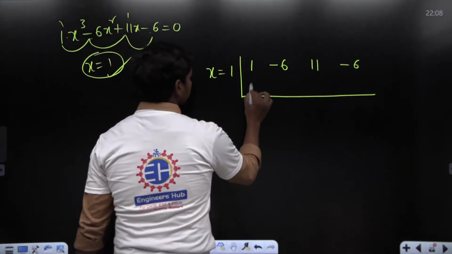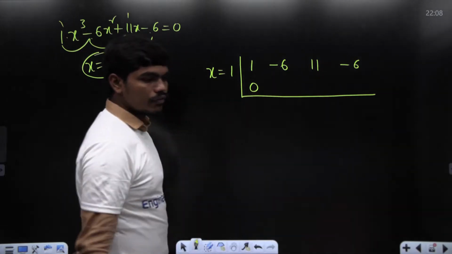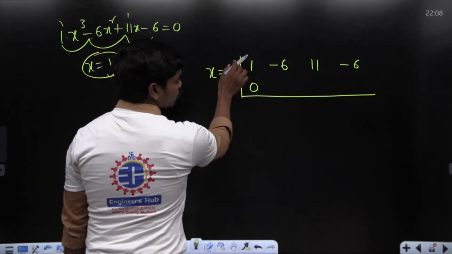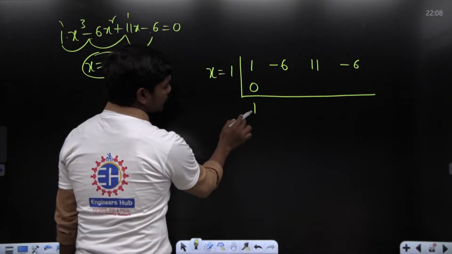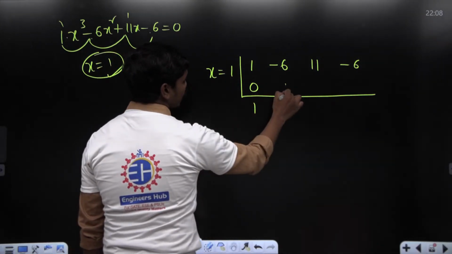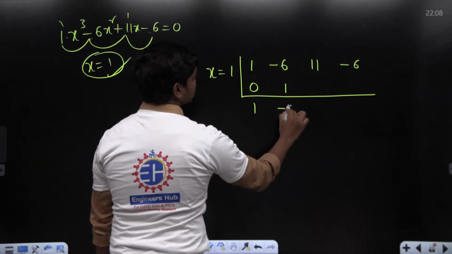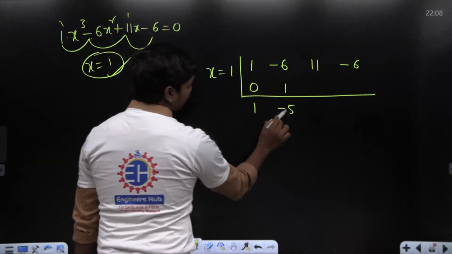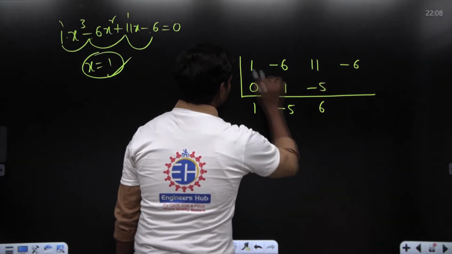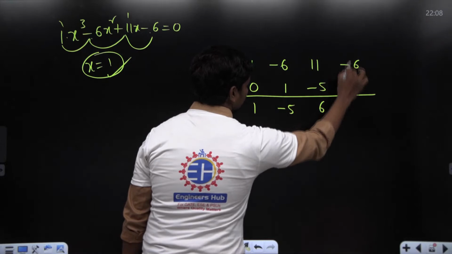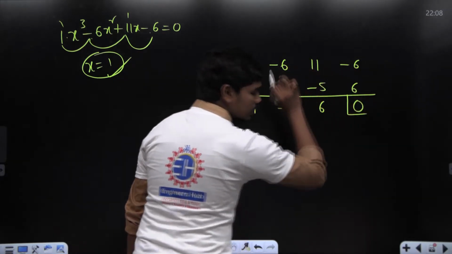Now take 0 here initially. Okay. Now the sum of these two, 1 plus 0, is 1. Now multiply this 1 into 1. 1 into 1 is again 1. So again the sum of these two is minus 5. So 1 into minus 5 is minus 5. So 11 minus 5 is 6. 1 into 6 is 6, and the sum of these two is 0, and definitely you should get the remainder 0 here.